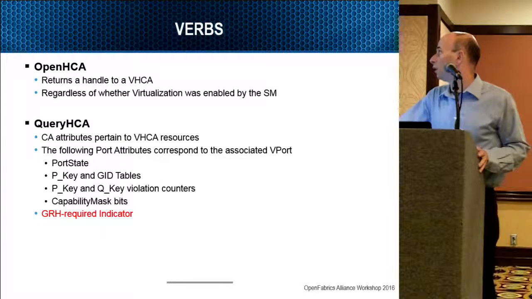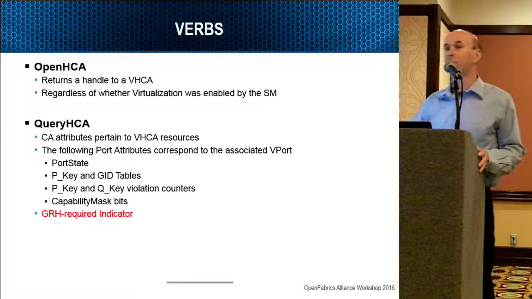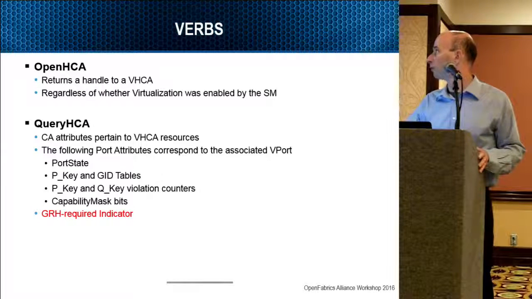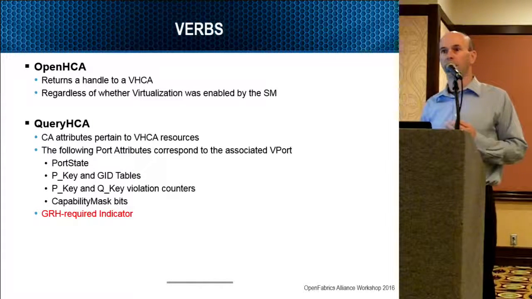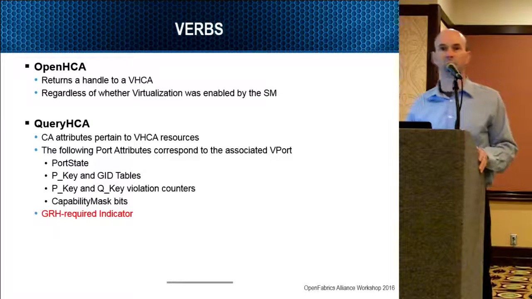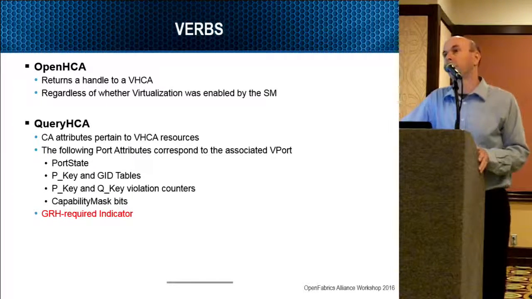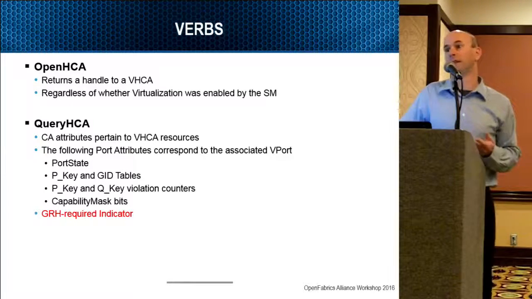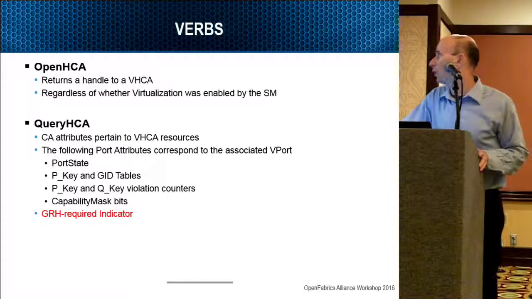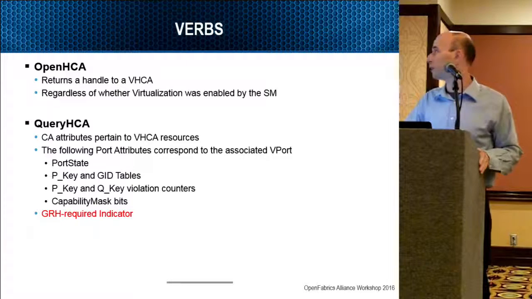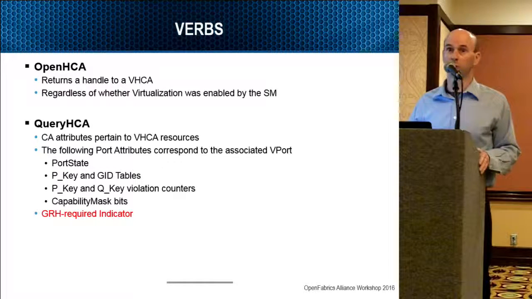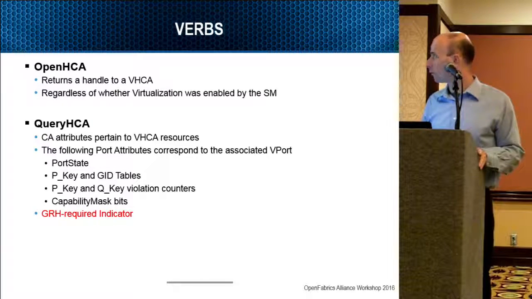Query HCA is what you would expect. Of course, all the port attributes that are per vPort are returned corresponding to that vPort. But there is a new thing called GRH required, and that is because these virtual HCAs need to access the SA. Again, we're backward compatible. The information to access the SA is only the SA LID and SL. So these virtual HCAs have to know that they need the GRH in order to get to the SA. That's this indicator, and it's only consumed by the SA module in the kernel. Usually, applications don't need to know about it, unless they're management.